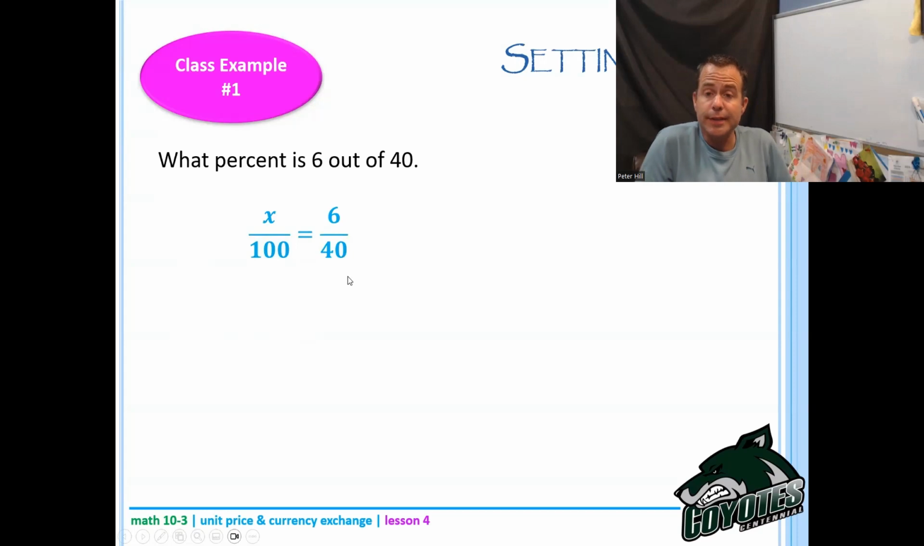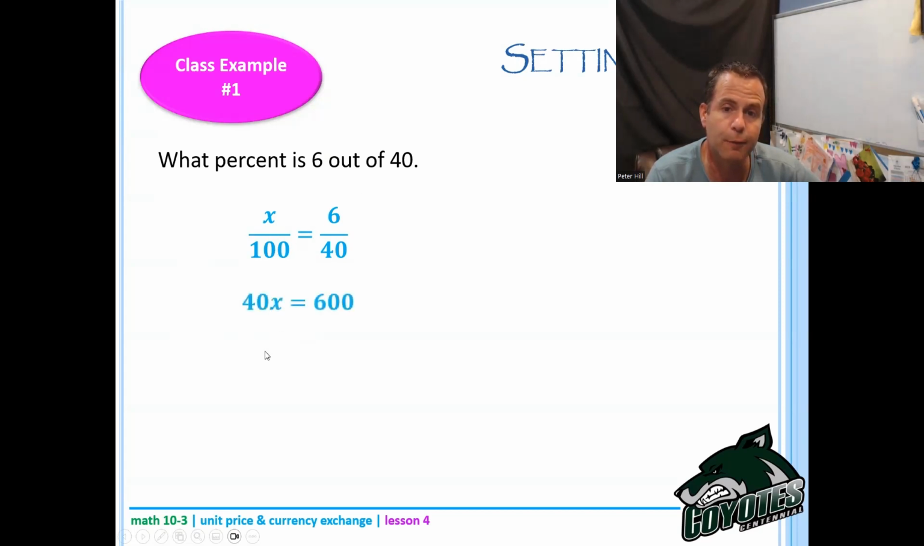Friends, this is still the same setup. It's still a fraction equals a fraction. We can still solve this by cross multiplication. So we're going to go x times 40. Well, that would be 40x, and then 100 times 6 is 600. So we've got 40x equals 600. Then I'm going to divide both sides by 40, and I'll get 15. So it's 15%.